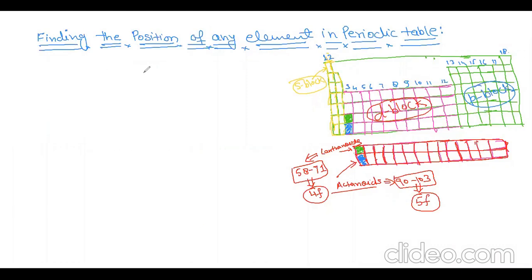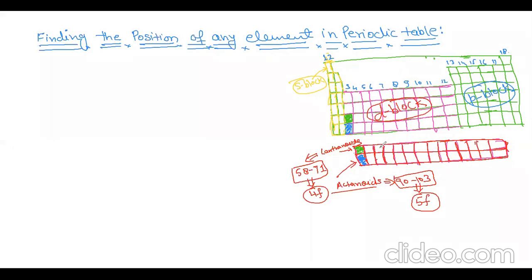Now I'm coming with a new topic: how to find the position of any element in the periodic table. I draw a periodic table here. The first two groups, group one and two, are generally called the S block elements, and group numbers 3 to 12 are called the D block elements, and group numbers 13 to 18 are called the P block elements.